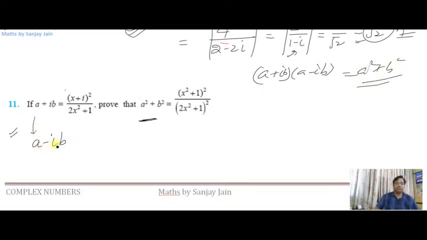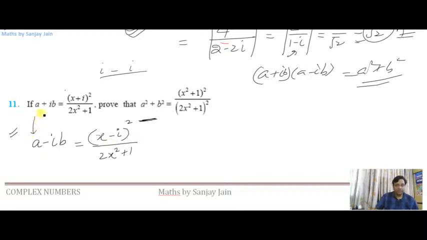So the conjugate of a plus iota b is a minus iota b, and on the right hand side the conjugate will be x minus iota squared divided by 2x square plus 1. Now the denominator is real, so you don't have to change anything. You just have to change iota to minus iota, right?